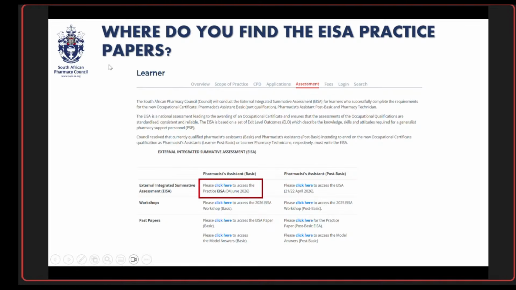So as I said, the next examination is on here. Under the external integrated summative assessment, it says please click here to access the Practice EISA. That is for 4 June 2026. That is where you will click. Then that's when you can log in onto the examination, not on that red button.